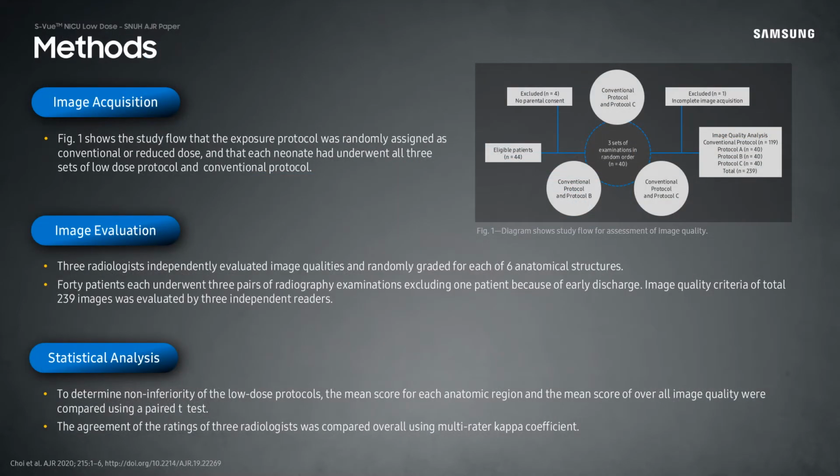For this study, 40 patients each underwent 3 pairs of radiographic examinations, excluding one patient because of early discharge. As seen in Figure 1, the testing protocol included 3 image pairs. The conventional protocol was based on the existing mobile X-ray system, with Protocol A mimicking that same dose level on the Samsung GM85 with SView. Similarly, protocols B and C then reduced the conventional dose by 20% and 36% respectively.